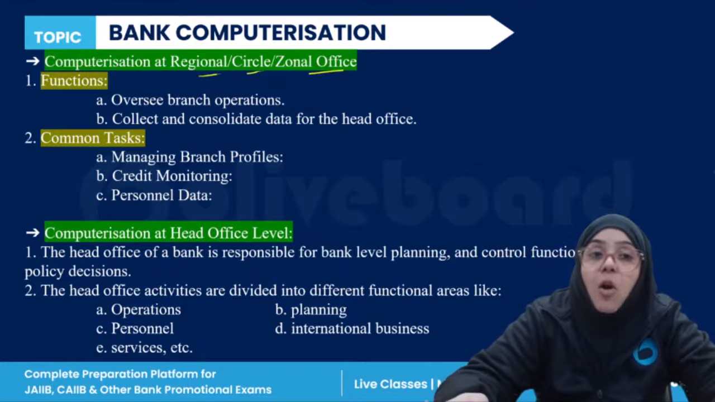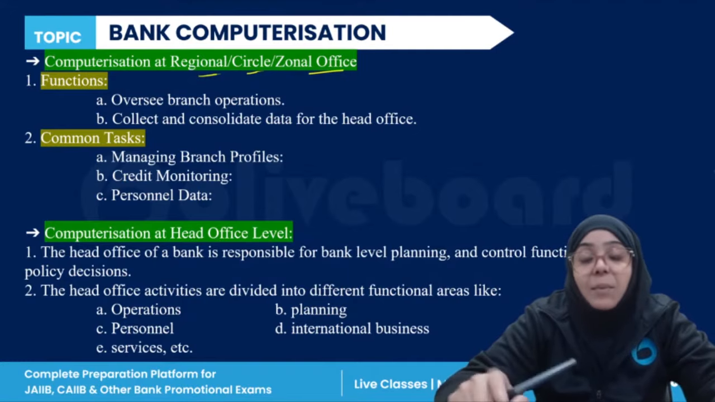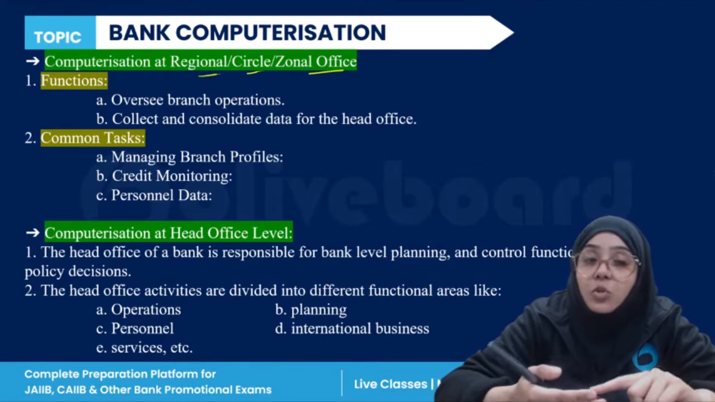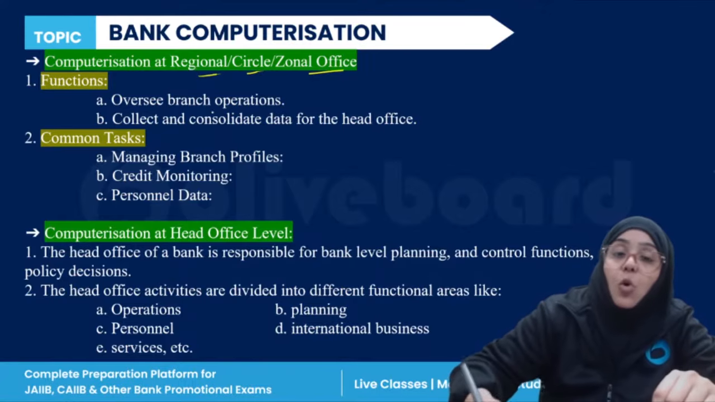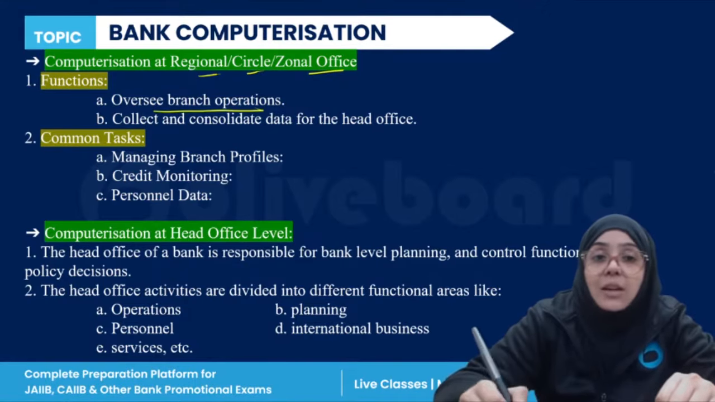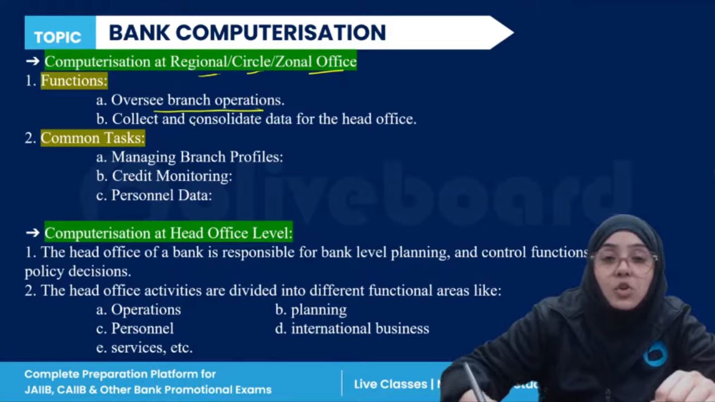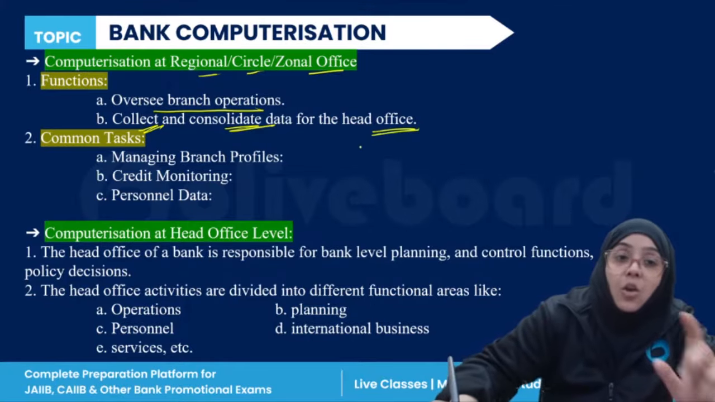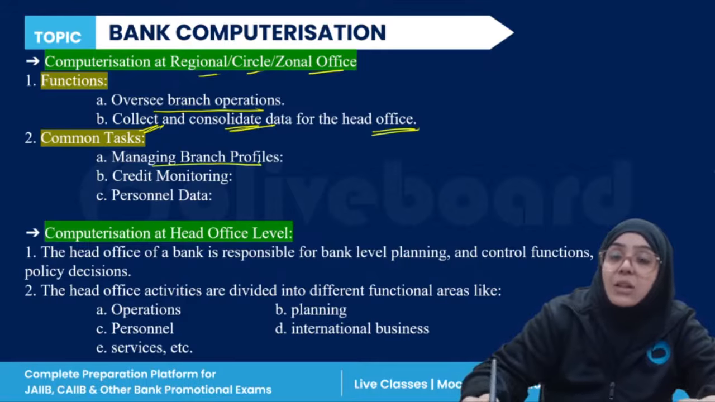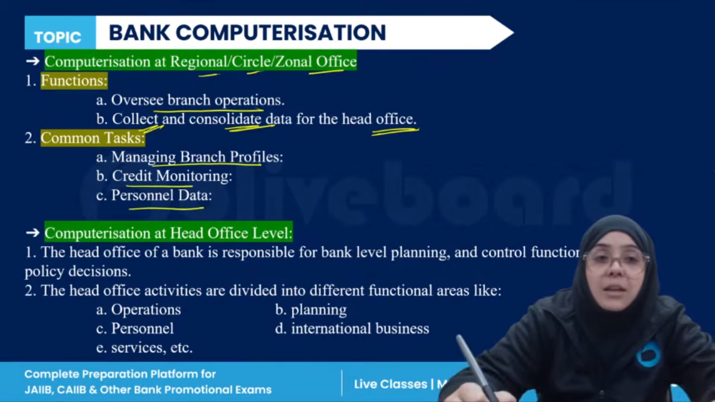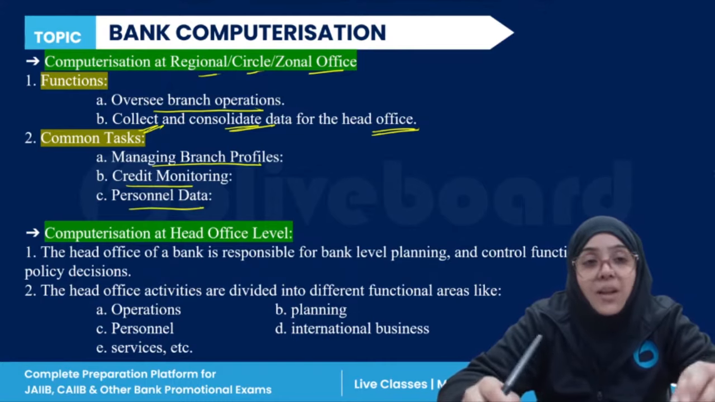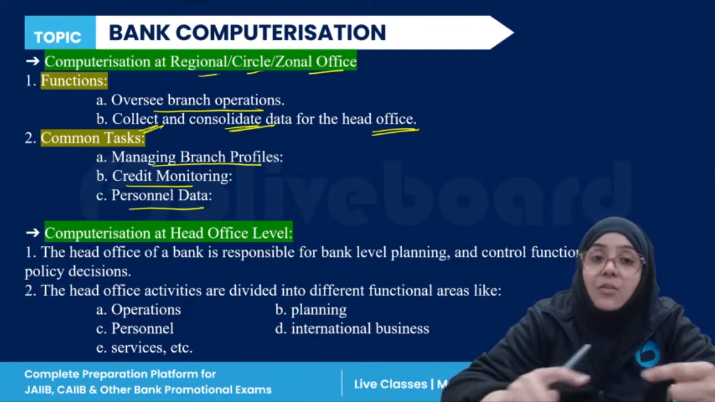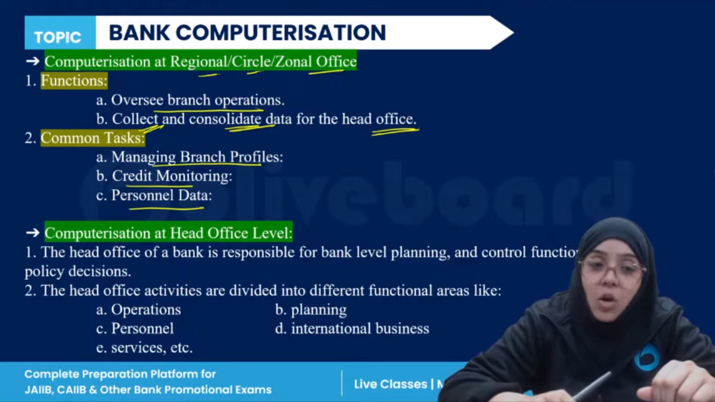What is the function of the computerization introduced in the regional, circle or zonal office? First of all, it oversees the branch operation. It collects and consolidates data for the head office. Common tasks are managing branch profiles, credit monitoring and personnel data. So these are the computerization at the regional, circle and zonal offices.